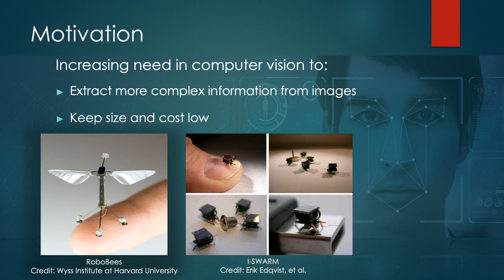Several computer vision applications can benefit from additional information from images while keeping camera cost and size low. Tiny robotics, for example, can greatly benefit from smaller, low-cost cameras. These are some examples of projects from multiple institutes. As robots get smaller, lens-based cameras become less feasible to use.